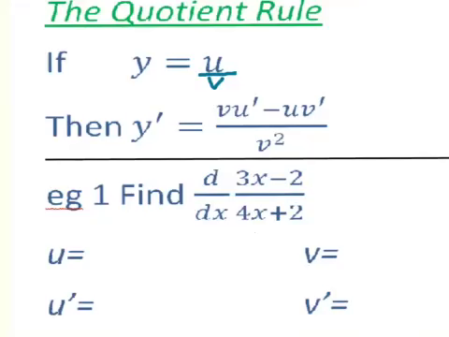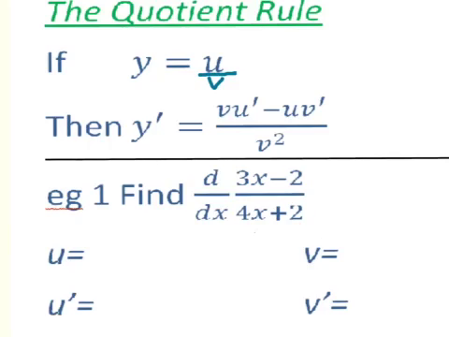Hi guys, today I want to talk to you about the quotient rule, the third of our big three new rules that we've learned in calculus. Now, if you've got an expression like this one here, 3x minus 2 over 4x plus 2, we don't have a technique at the moment that enables us to find the derivative of that.